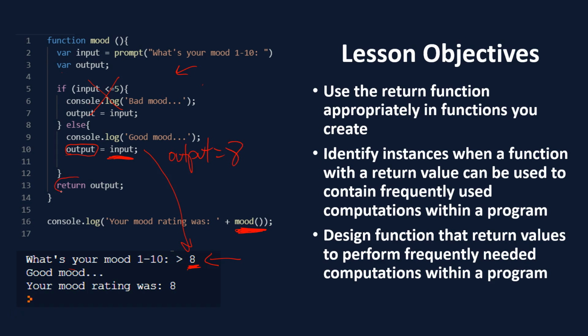So we're going to return the output outside of the function. And then we run this. So then we have, what is your mood? 8. That's a good mood. And then I just said the mood rating was 8. So we took that value of 8 and then we returned that outside of the function to that console log statement.